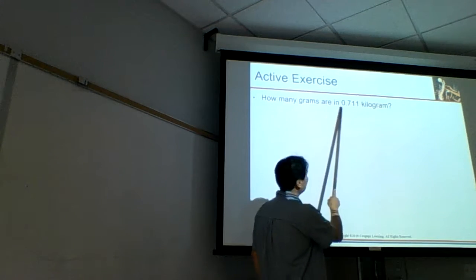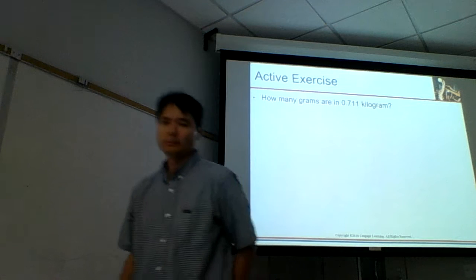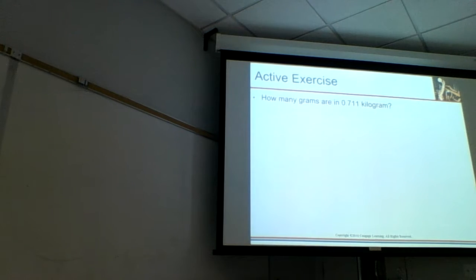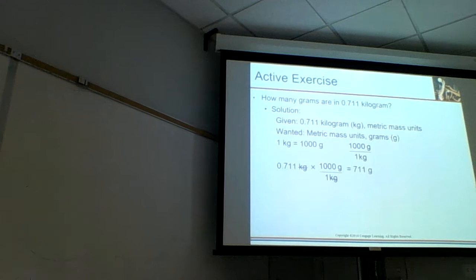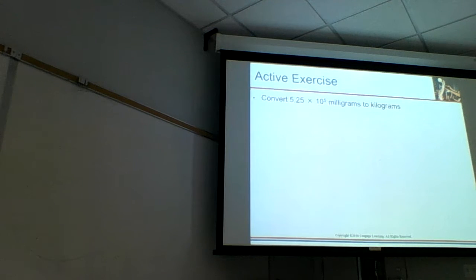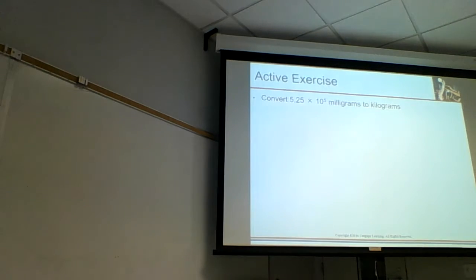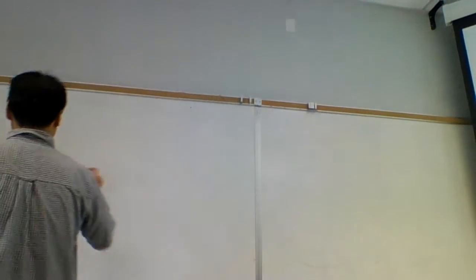Here, how many grams are in 0.711 kilograms? 711. That, to me, is pretty basic. 711. Convert milligrams to kilograms. This I don't do in one step. I do it in several steps. So let me show what I would do here, based on things that we should know.